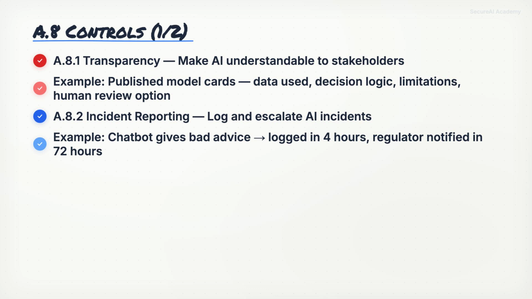Control 2. Reporting of AI system incidents. Establish incident reporting procedures. Example, when the bank's chatbot gives incorrect investment advice, the incident is logged within 4 hours. It includes the timestamp, affected users, root cause analysis, immediate corrective action, disabling the investment advice feature, and preventive measures. Regulators are notified within 72 hours as required.